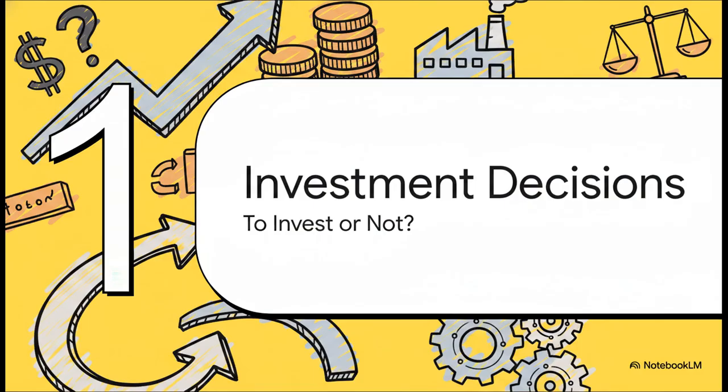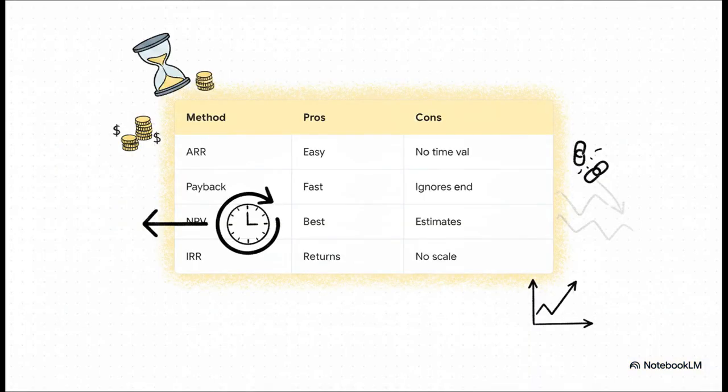To invest or not to invest? We begin our business story at the inception phase. This is that critical moment where leaders have to commit massive amounts of resources to projects that are, frankly, incredibly difficult and expensive to abandon once they're greenlit. When you're appraising these projects, you've got to know these 4 primary methods cold: accounting rate of return, payback period, net present value, and internal rate of return.